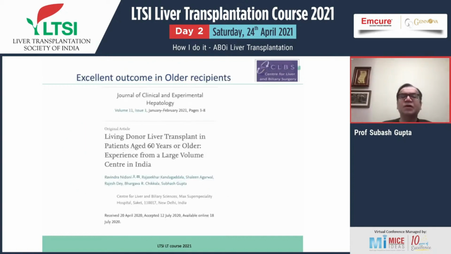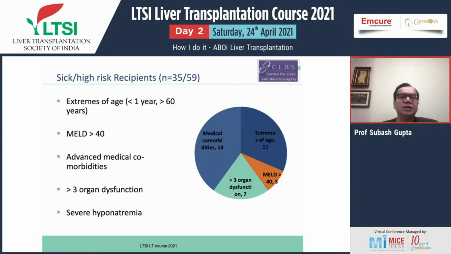Similar to our experience in compatible liver transplantation, we had good results in older recipients as well. Sick recipients we defined as those who were less than 1 year or greater than 60 years. Not because ABO incompatible liver transplantation is easier in those less than one, but these are patients who have a very high incidence of portal vein thrombosis because they are less than 6 kgs. So this group we put as high risk.